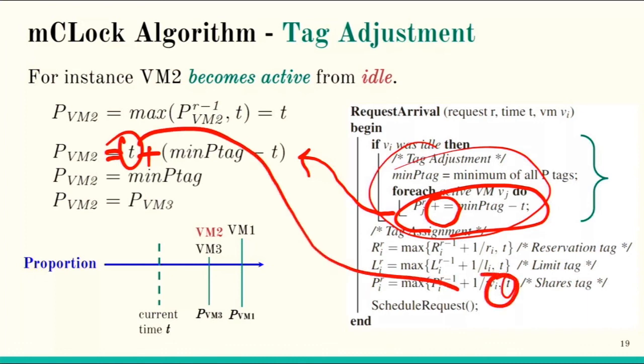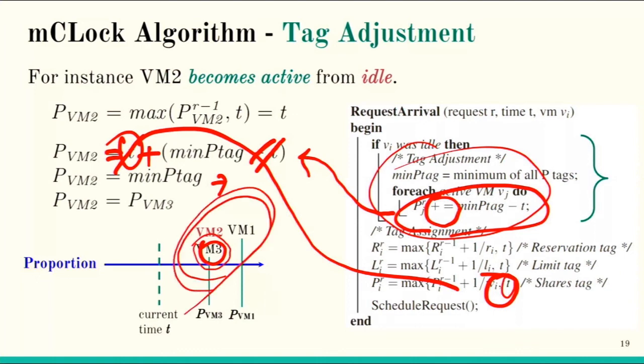Okay, and then this 2T we can remove. We will have this minimum tag, and the minimum tag here is VM3. So we will assign VM2's P value to be the minimum, which is the P value of VM3 here. In this case, these 3 VMs can compete fairly. Okay, so this is how this algorithm can solve the case where a VM is idle and then becomes active again.